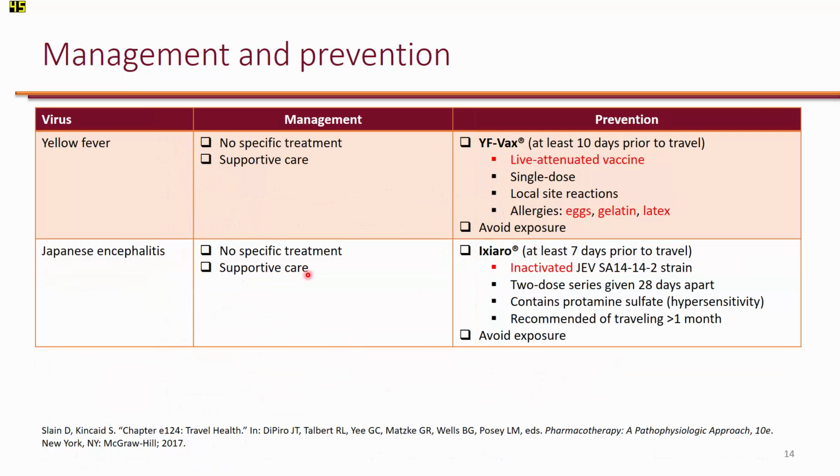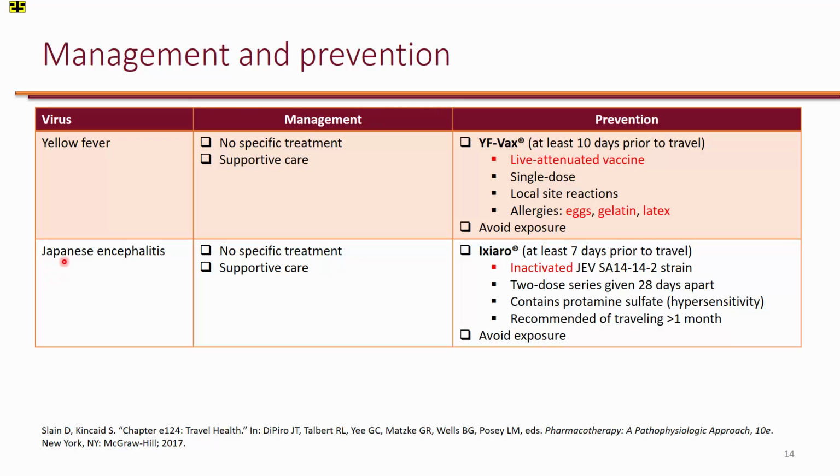Now for yellow fever, also no specific treatment. We do have the yellow fever vaccine, which should be given at least 10 days prior to travel to a yellow fever endemic region. It is a live attenuated vaccine. It's a single dose. Patients can experience local site reactions. And because yellow fever vaccine is made in the egg, it's important to assess the patient for egg allergy, as well as gelatin allergy and latex, because there is some component of latex in the vaccine.